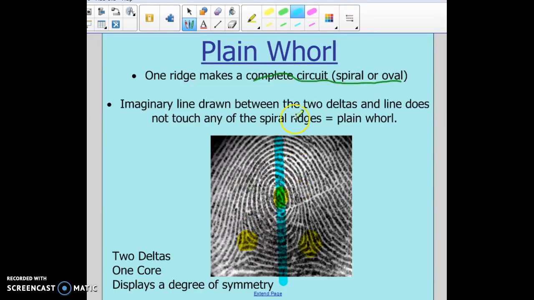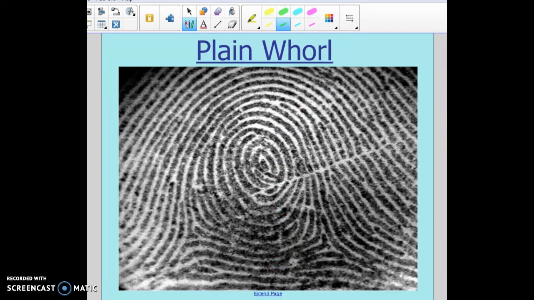So a plain whorl is where you have at least one complete circuit, and right here is your circuit. It goes all the way around, and then you've got one core and two deltas. So that's what a plain whorl is. Here's another example of a plain whorl. There's your circuit, and here are your deltas and your core, and if you were to draw your line down the middle, it would look symmetrical on both sides.